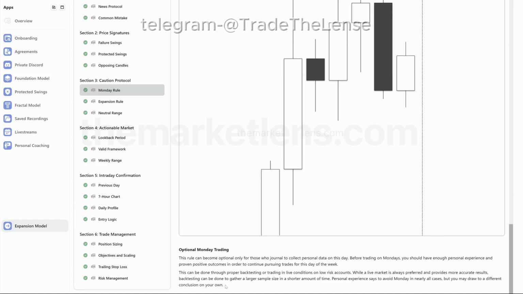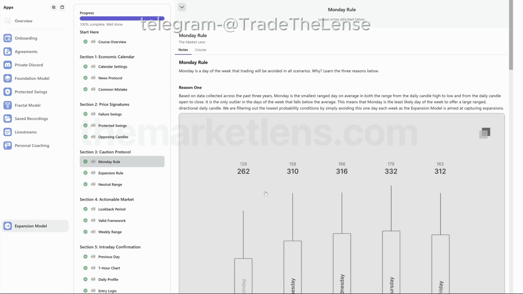But I'm going to tell you most of the times Monday is not of interest to me. I want to look back on it, use it as framework. And that's kind of why this rule is here. So caution protocol, if it's a Monday, I'm avoiding it because it usually does not bode very well overall.